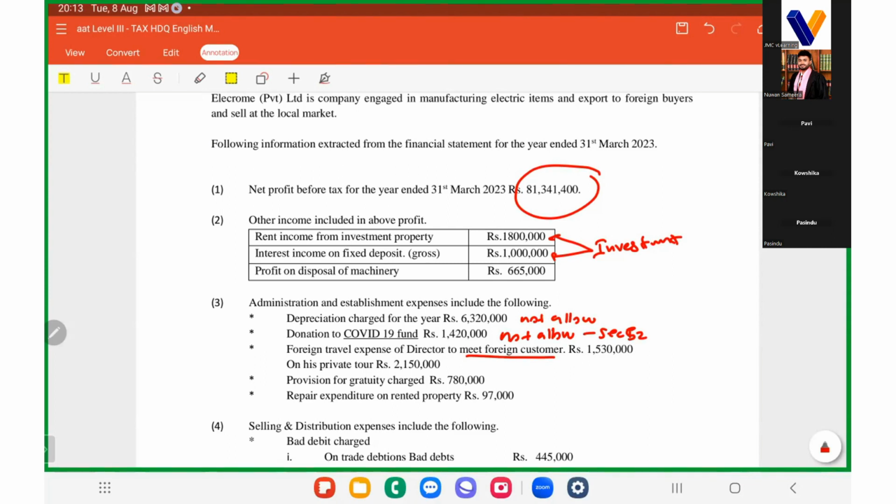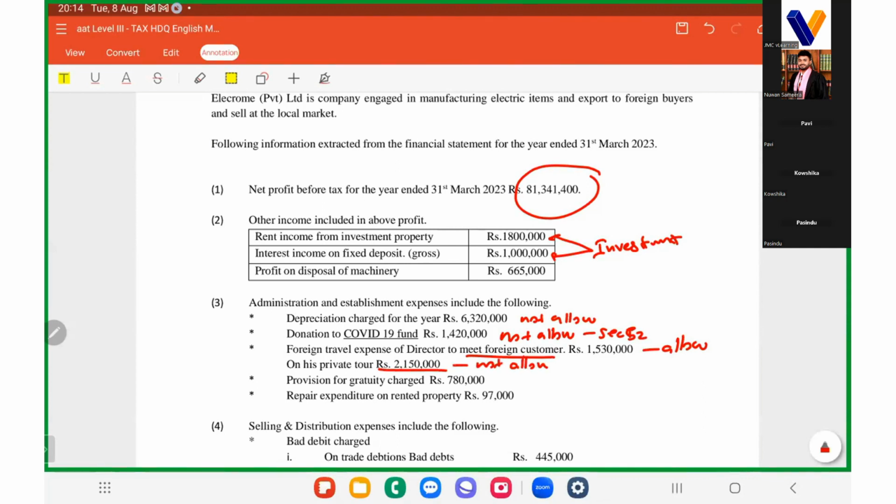The foreign traveling expense of the director to meet whom? Foreign customer, that means business purpose. Therefore, that is allowed to deduct. No need to do anything, right? Just write it down. And his private tour, 2.15 million, that is not allowed.